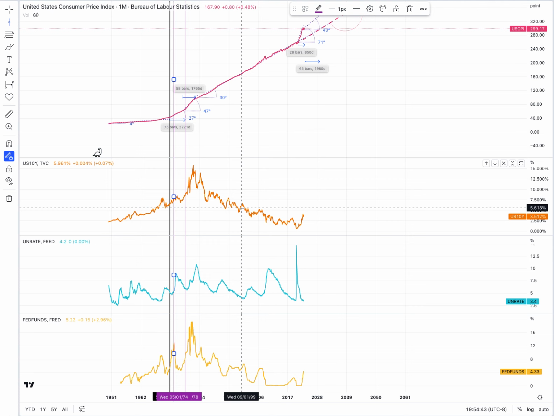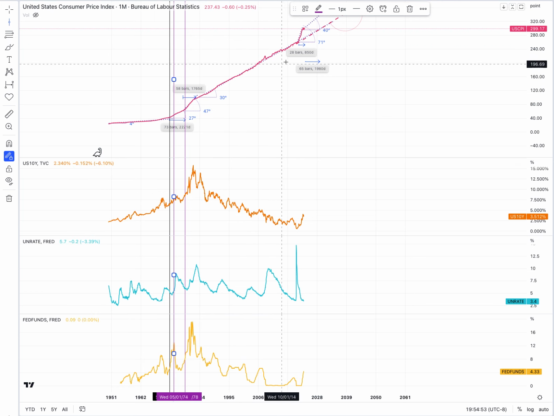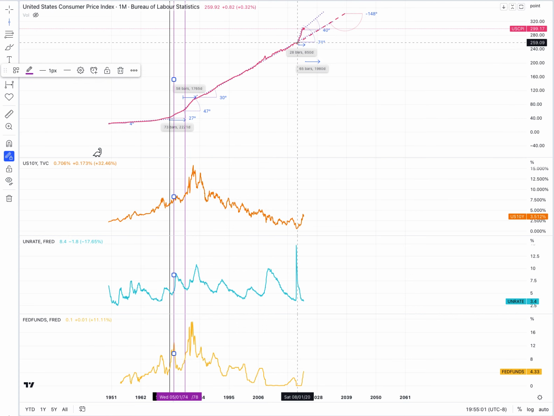Now, after this, look at this area, the Fed started reducing the interest rate. Unemployment went down, the 10-year went down, inflation remained constant. So that was the story around then. Then what happened? Then 2020 happened, and we have this slope at around 71 degrees. And look at the Fed fund here. The Fed fund was about 0.15 here, and now it is 4.51. The Fed fund is 4.35, I believe, today.